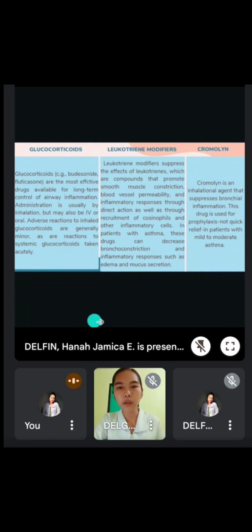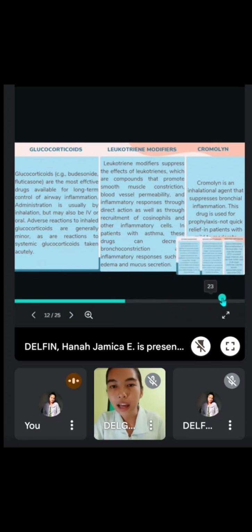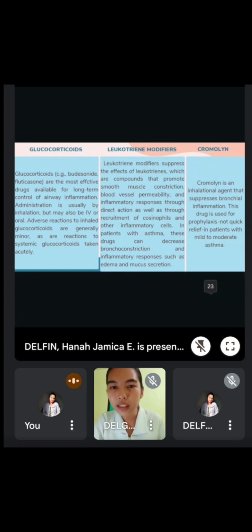And then cromolyn. Cromolyn is an inhalational agent that suppresses bronchial inflammation. This drug is used for prophylaxis, not quick relief, in patients with mild to moderate asthma. Anti-inflammatory effects are less than with glucocorticoids. Therefore, cromolyn is not a preferred drug for asthma therapy. When glucocorticoids create problems, however, cromolyn may be prescribed as alternative therapy.